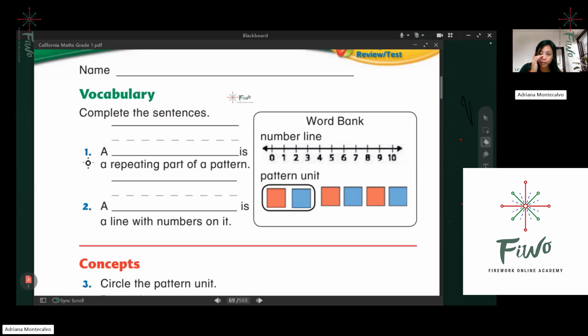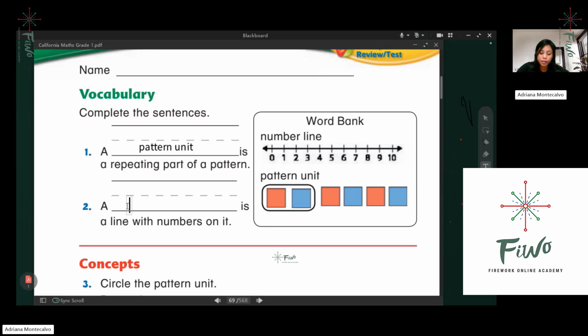A pattern unit. Okay, like that. A pattern unit. Okay, can you please continue reading, Kong? A pattern unit is a repeating part of a pattern. Okay, so this is the pattern unit. Okay? Yes. Okay, next. Number 2.